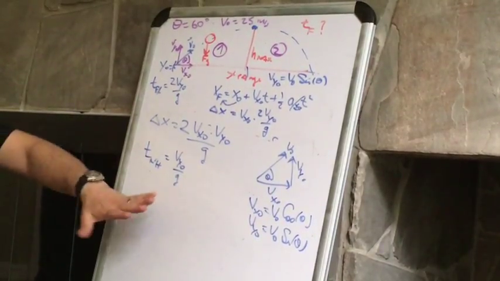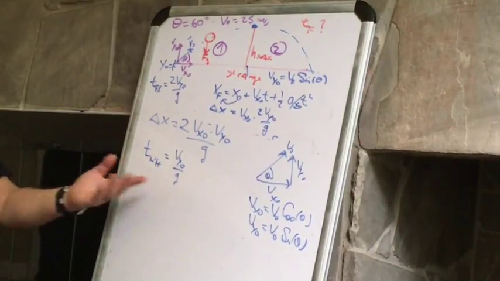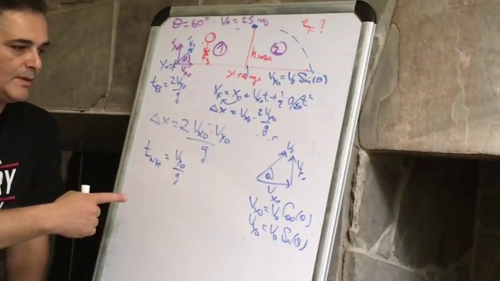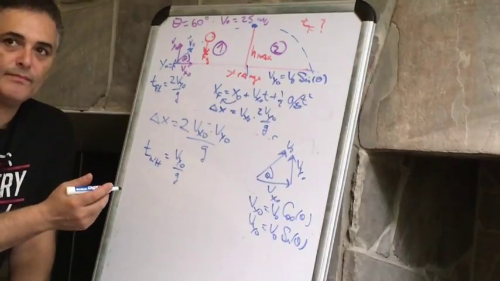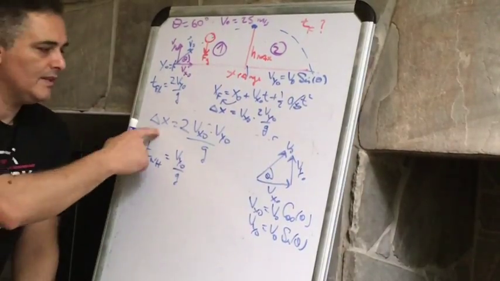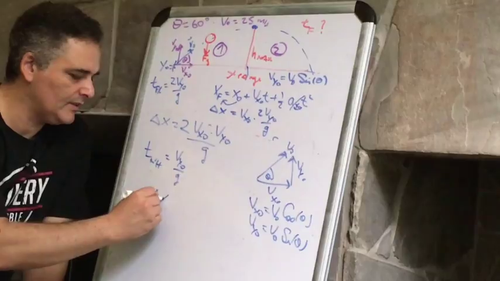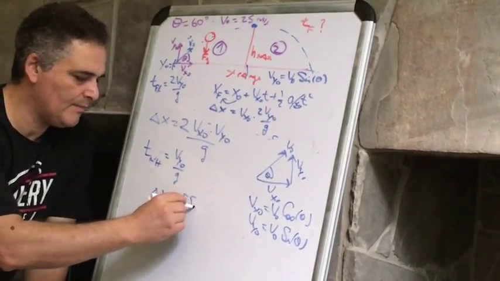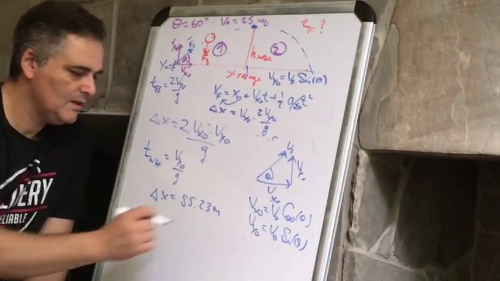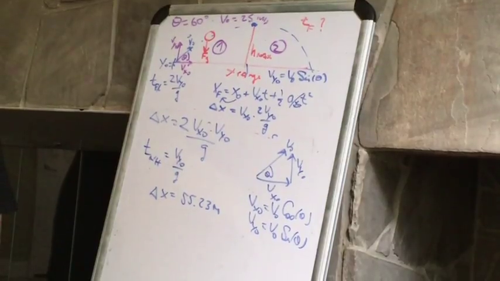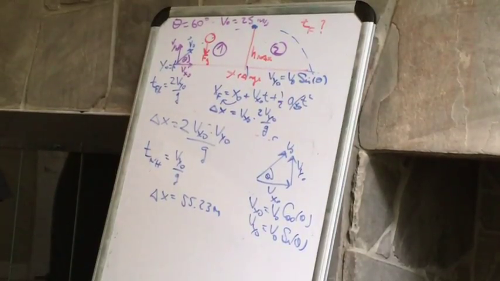Okay. So we're good then, right? I mean, basically, we just didn't plug in the numbers. So, did you guys want me to? It's 55.23, if you want. Okay. So the range downfield is 55.23 meters. So basically, a little over half of the soccer field.